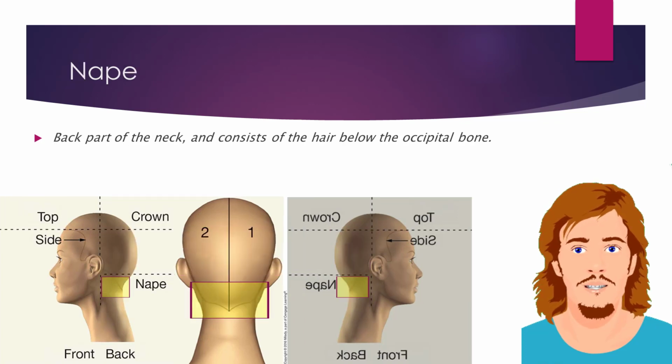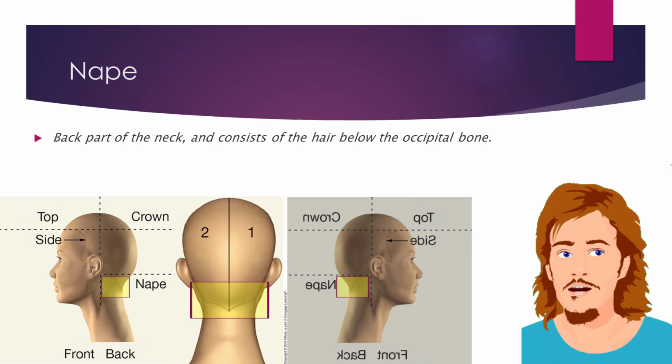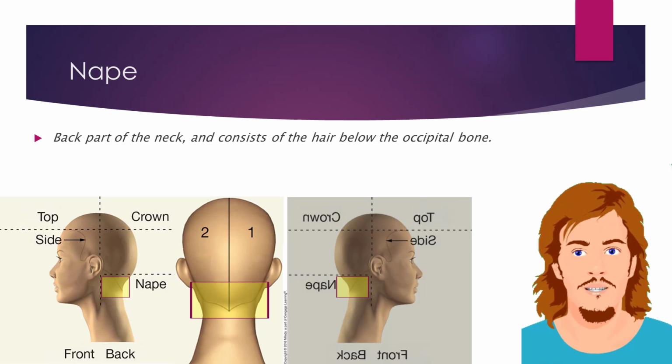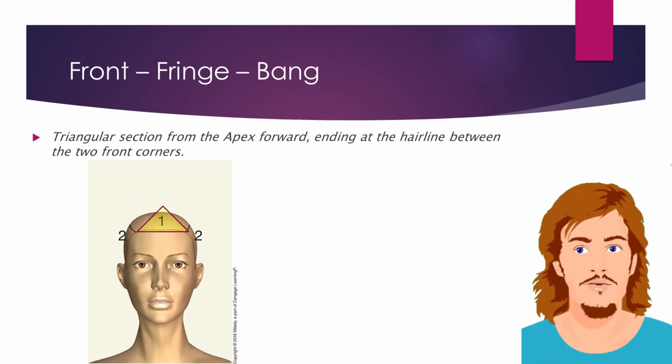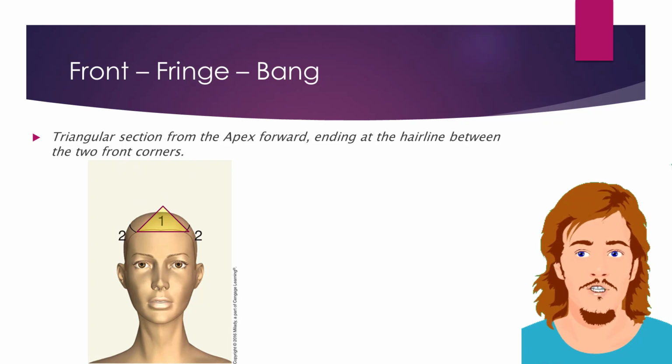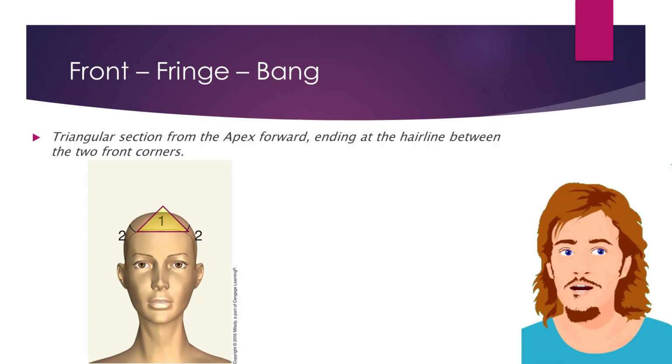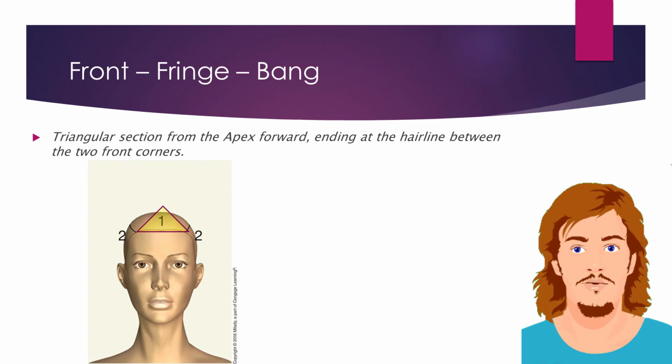The nape is the section found in the back part of the neck, and consists of the hair below the occipital bone. The last area that you should be aware of is called the fringe, otherwise known as the bangs. This area is a triangular section from the apex forward, ending at the hairline between the two front corners.